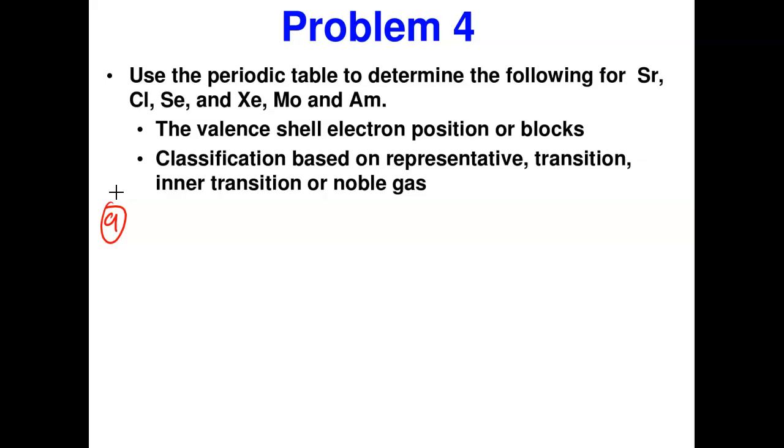So let's start with the first one, strontium. Strontium has 2 valence electrons. It's in group 2, and a group 2 element is located in the s block.